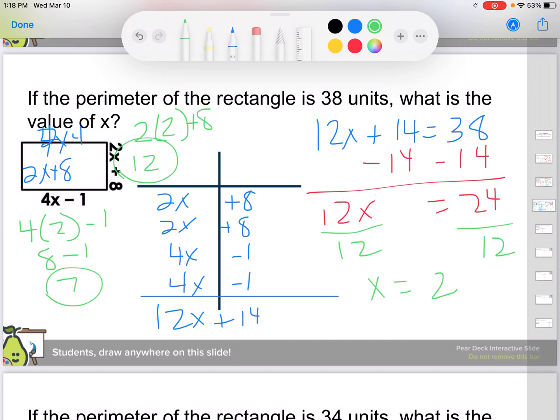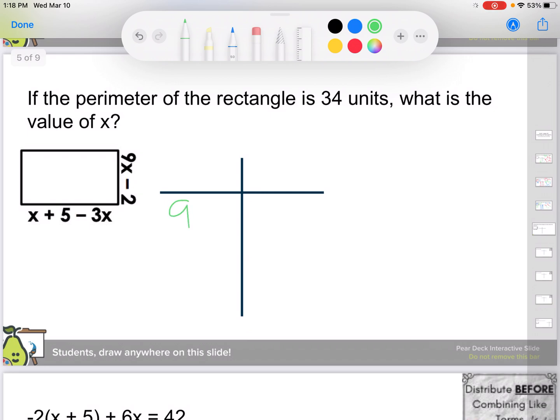Okay. The next one. Same thing again. I have 9x minus 2, 9x minus 2. Ooh, this one's a challenging one. x plus 5, and then minus 3x. x plus 5 minus 3x. So I'm left with 18, 19. 19 minus 3 is 16. 16 plus 1 is 17. 17 minus 3 is 14x.